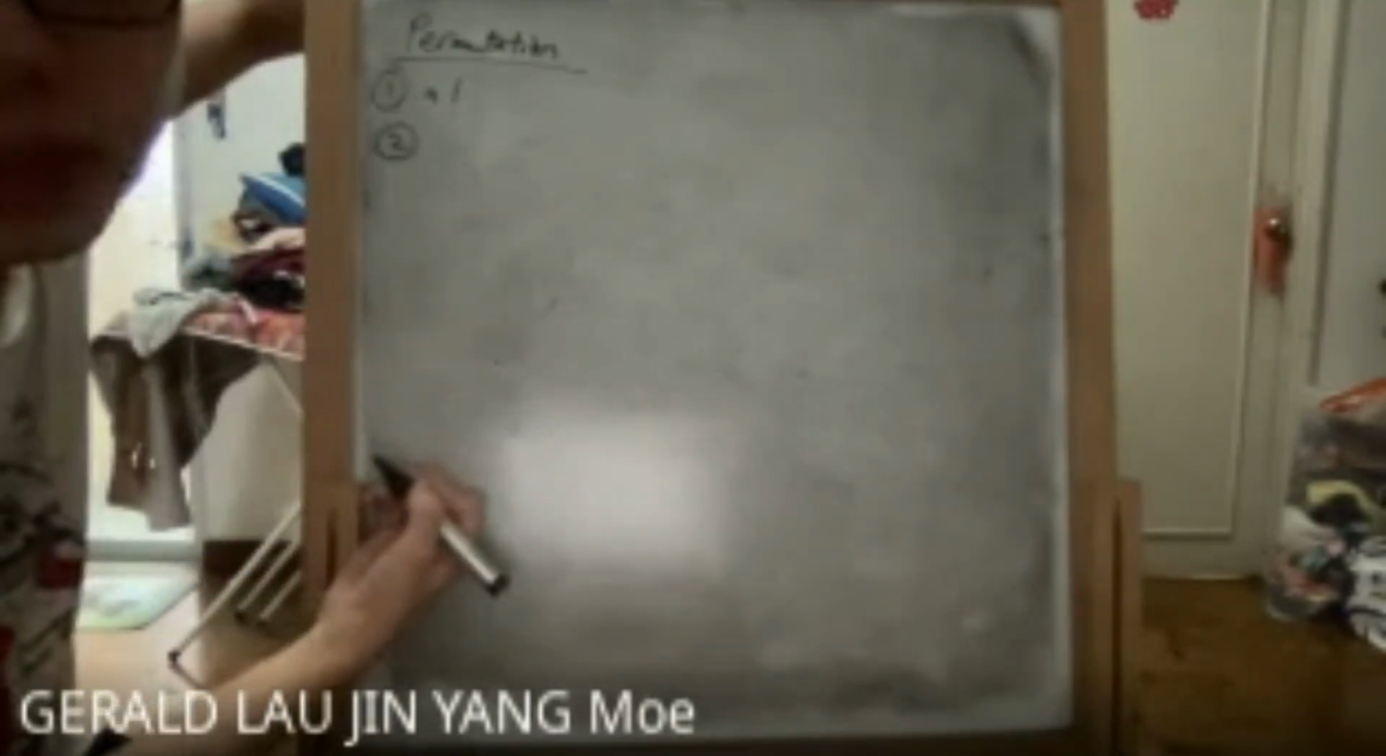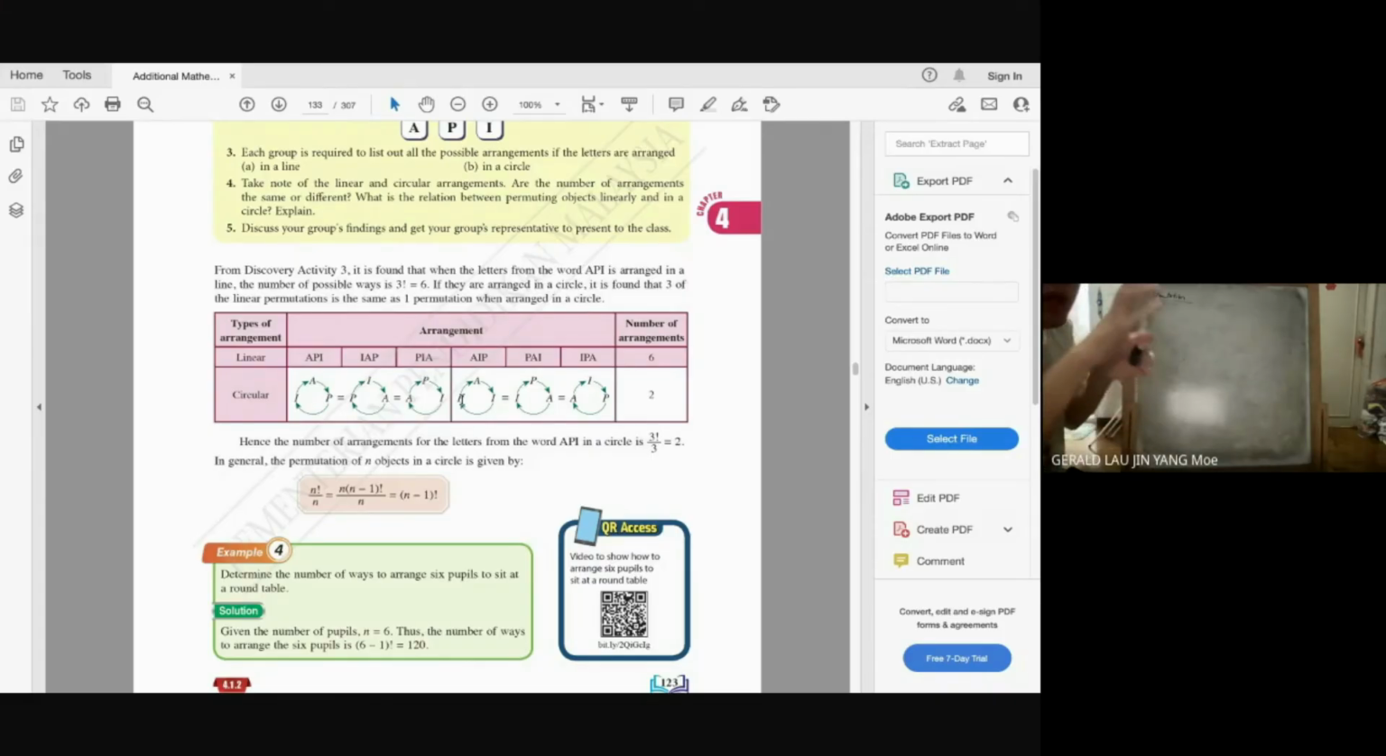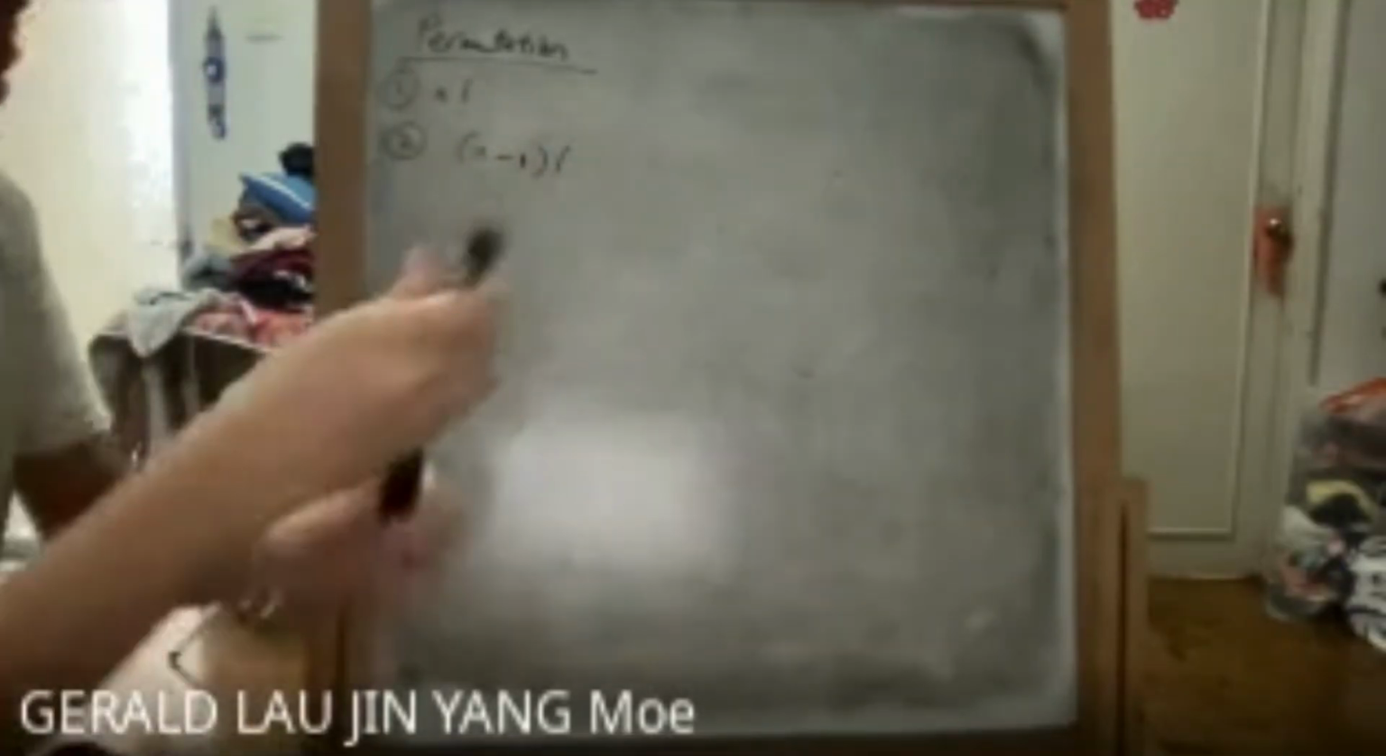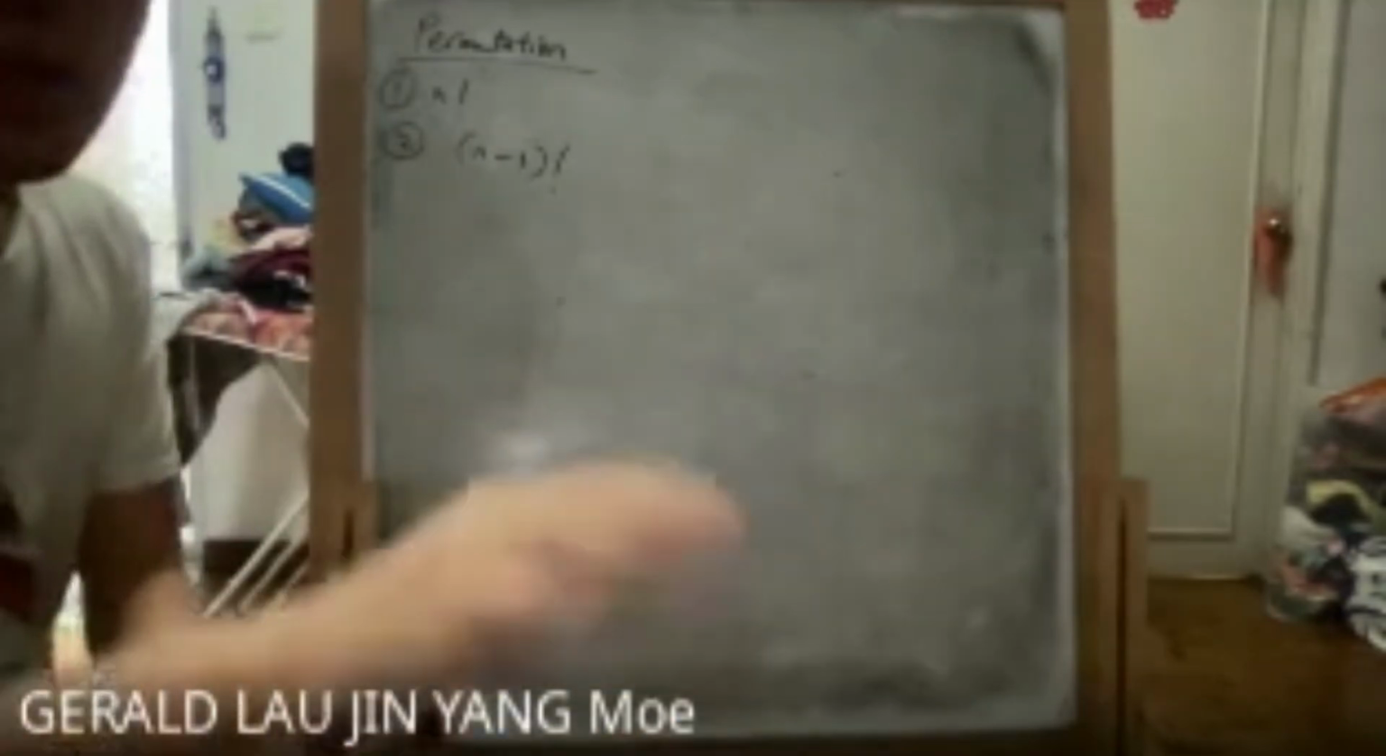When it is arranged in a circle, look at the example here. When you arrange I, A, P, it's the same thing as you arrange P, I, A, because the arrangement is the same. After A is always P, after P is always I, after I is always A. And this is the first possibility. The second possibility is AIP. You understand? So the formula for a circle is (n minus 1) factorial.